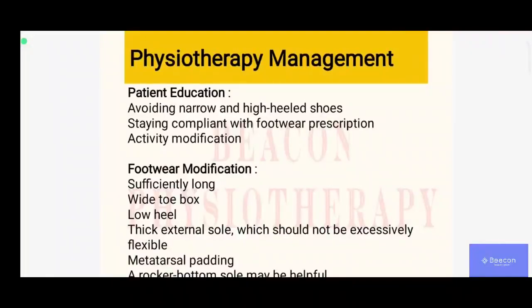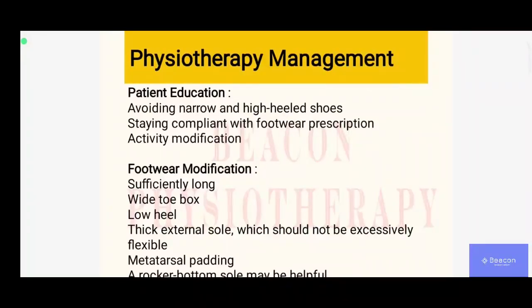Coming to physiotherapy management, as a physiotherapist, what can a physiotherapist do in this situation? Patient education. The patient should be educated regarding the following things. This includes avoiding narrow and high heel shoes, staying compliant with footwear prescription, and activity modification.